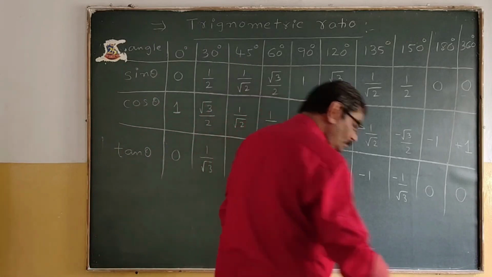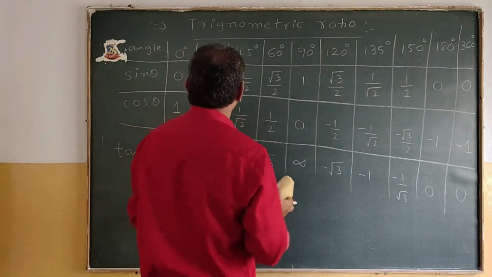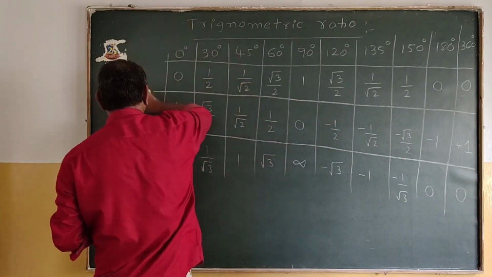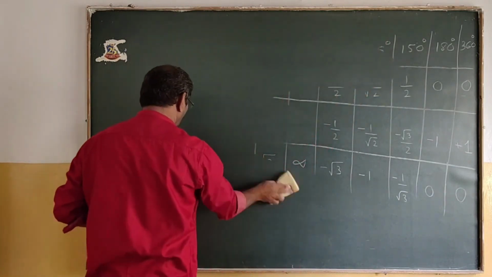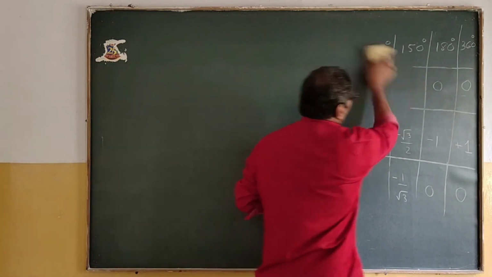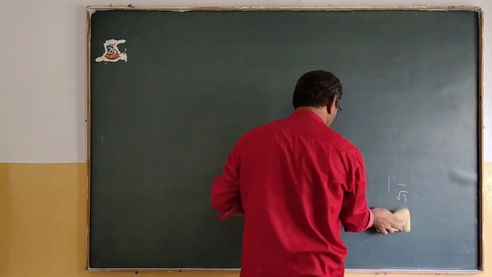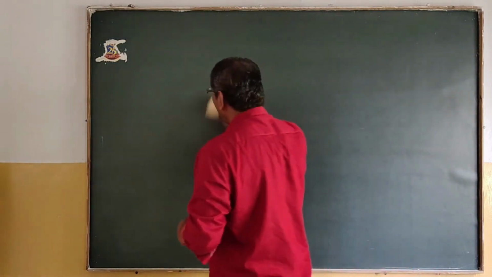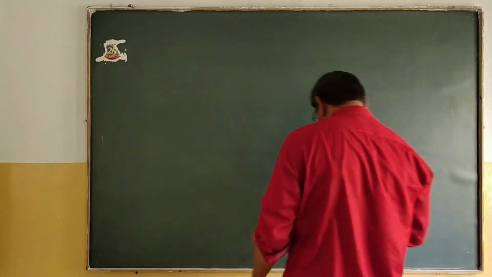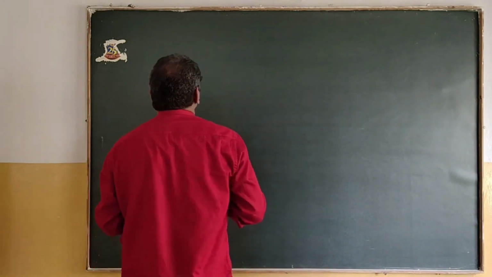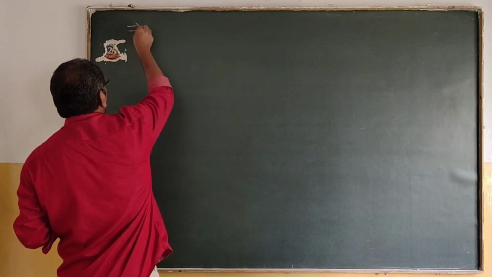So that will be another important topic we got, the so-called trigonometric ratio. Now once you are thorough with this table, or once you are familiar with this table, let us come to another very important thing. Proceeding with the same trigonometry, let us come to another important thing.